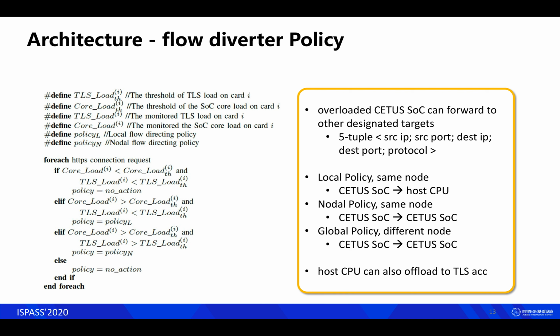It is responsible for steering the traffic from one CETUS SOC to another CETUS SOC in the same node when there are multiple CETUS SOCs coexisting in the node. And finally, the third level is a global policy, which steers the traffic from one CETUS SOC in one node to a CETUS SOC in another node. In this particular study, we only focused on the first two policies, that means the local policy and the nodal policy. The TLS accelerators are also accessible from the host CPU to offload the cipher computation.